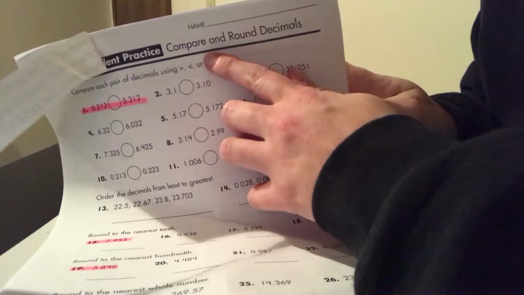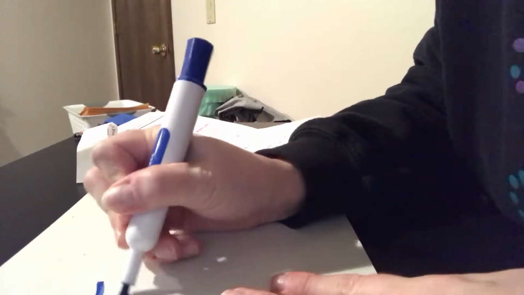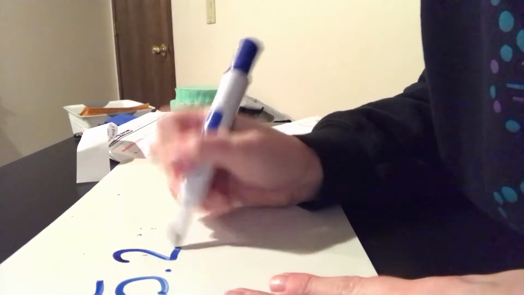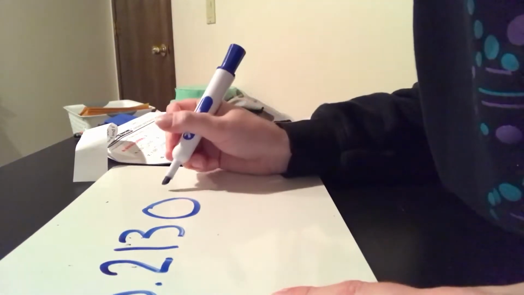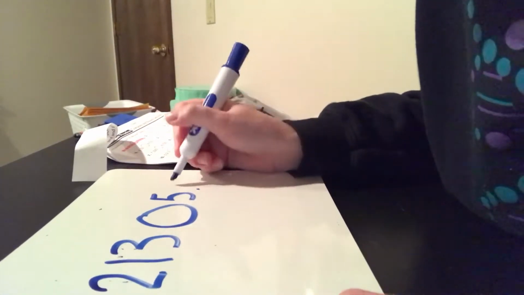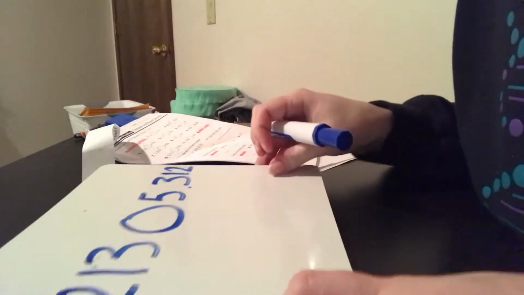So I'm on the first page, which is comparing and rounding decimals. I'm going to be working on number 1. Number 1, it's asking me to compare each pair of decimals using greater than, less than, or equal to. So the first problem looks like this: 5 and 213 thousandths, 5 and 312 thousandths. Okay, whoops, I want to make sure you guys can see that. Let me scoot over.